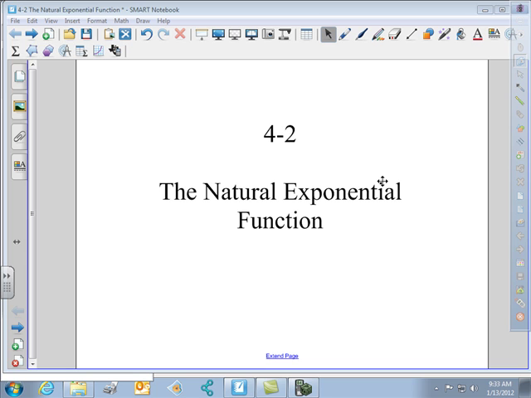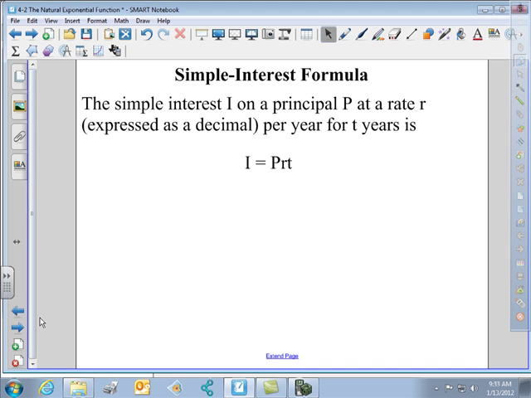I'm just going to go through some notes here for you covering section 4.2. What you should do is take some notes here, and then in our next class you will actually be working on an assignment based on these notes. This section covers what's called the natural exponential function. Again, this is section 4.2.